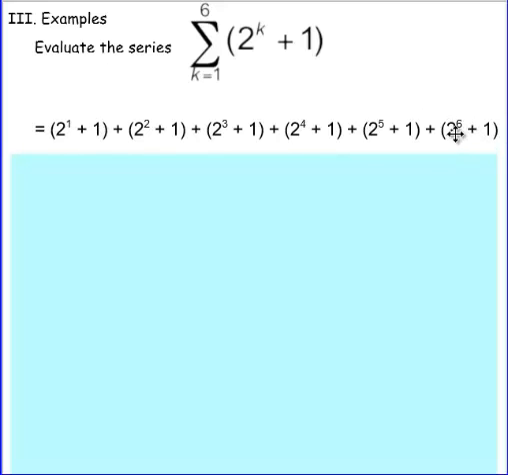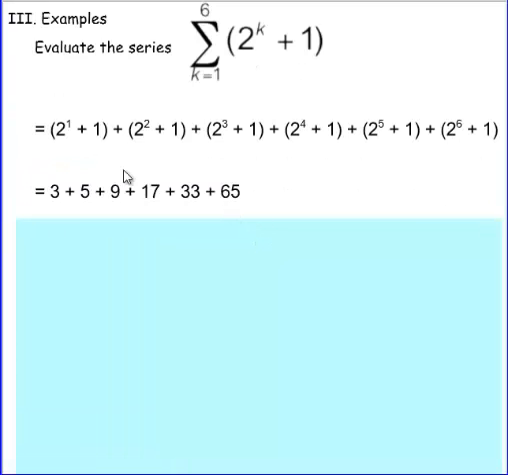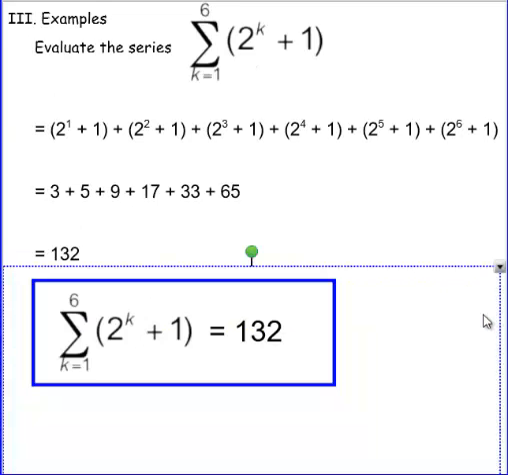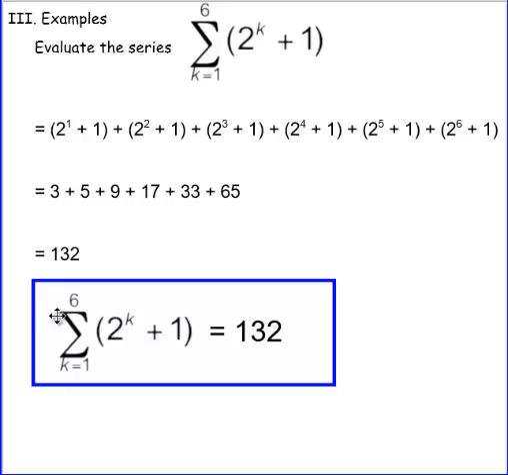Then you evaluate each of these parts. So this would be 2 plus 1, so that's 3. This is 4 plus 1, so that's 5. This one's 8 plus 1, so that's 9. So you would go through and do every single one of them. You get these numbers and then add up these numbers. So it equals 132. That summation expression or series is equal to 132.